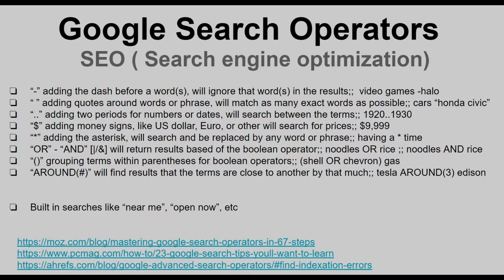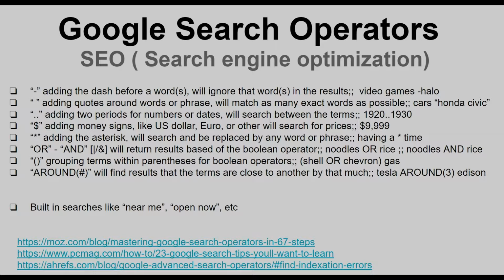Another thing for more complex searches, which is probably the best thing to do to really refine the results, is to group terms with parentheses. So let's say you're looking for gas, and you have a Shell or a Chevron card. So you want gas that's only Shell or only Chevron. You can look up gas and then in parentheses do Shell OR Chevron, and that should hopefully return gas results of only Shell or only Chevron. And you can do a similar thing with AND, etc.